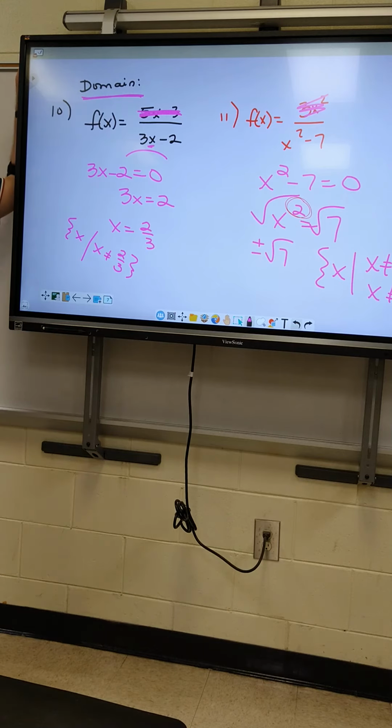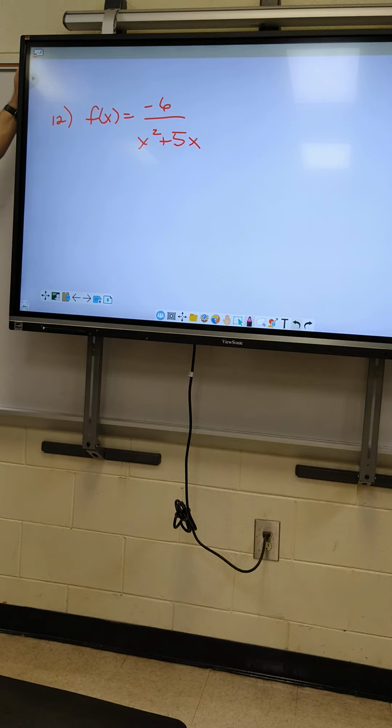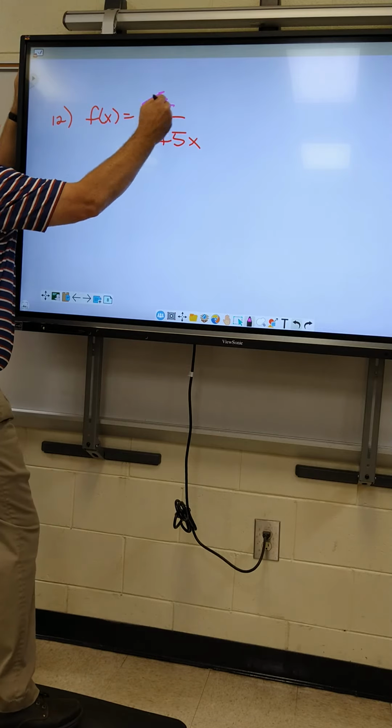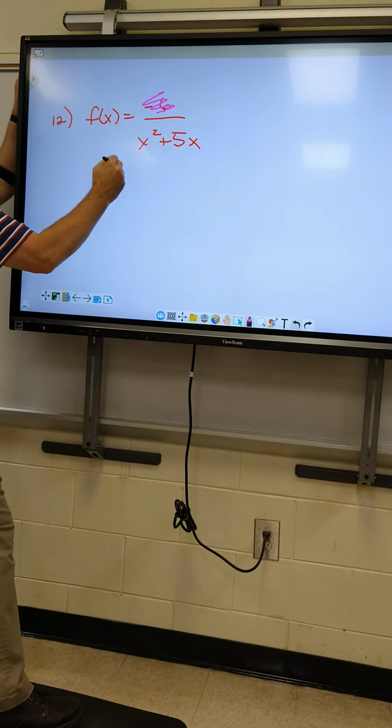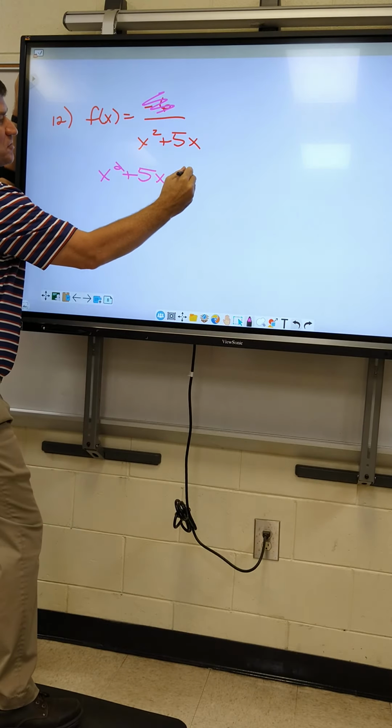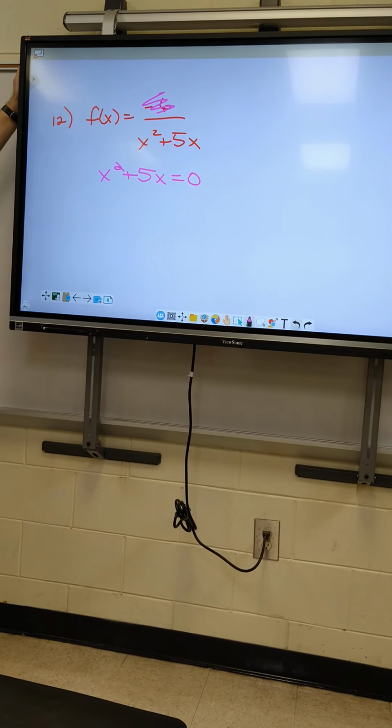All right, y'all got it copied. We can go to 12. All right, going to 12. Same thing on this one. You disregard the top. We're just trying to figure out what makes the bottom a 0. So I'm going to set the bottom equal to 0.